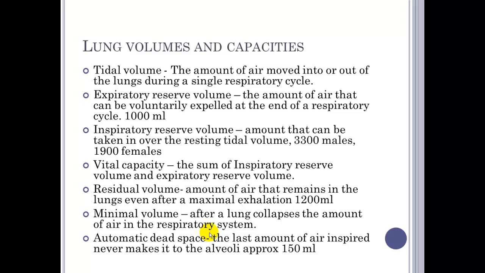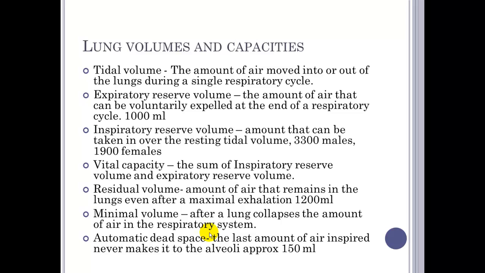Inspiratory reserve volume is kind of the opposite of expiratory reserve volume, in that whenever you normally take a breath in, if you really forced it, you could take more air in. Vital capacity, the sum of the inspiratory reserve volume and the expiratory reserve volume, would be your vital capacity. Residual volume is the amount of air that remains in the lungs even after maximal exhalation.